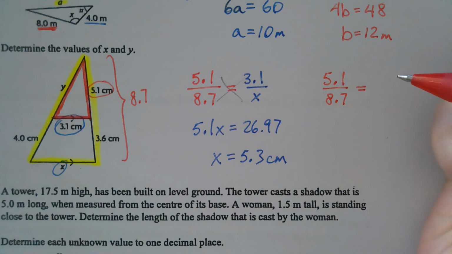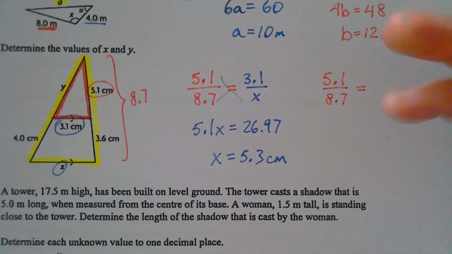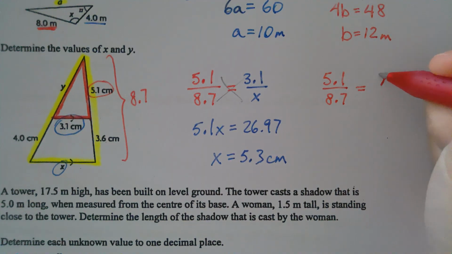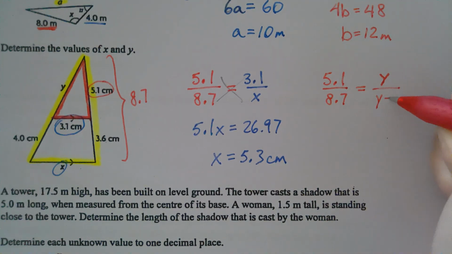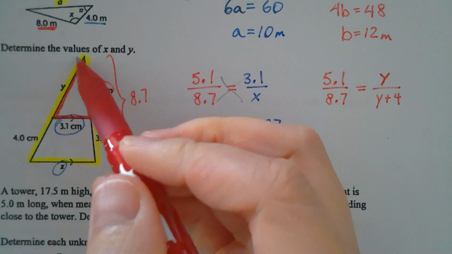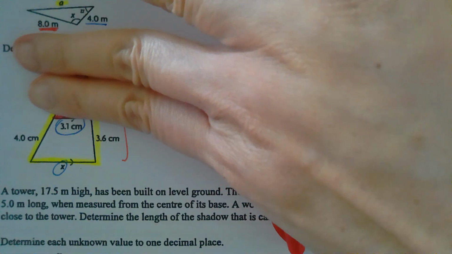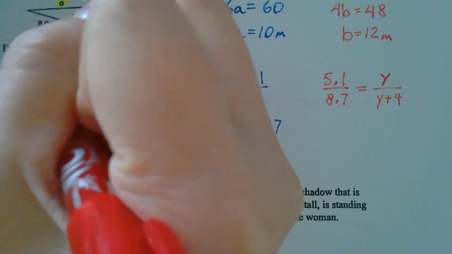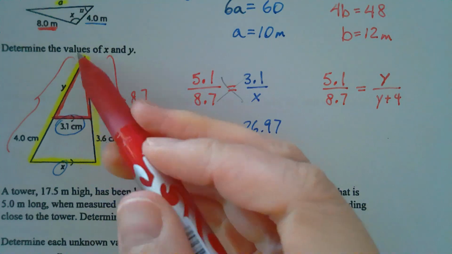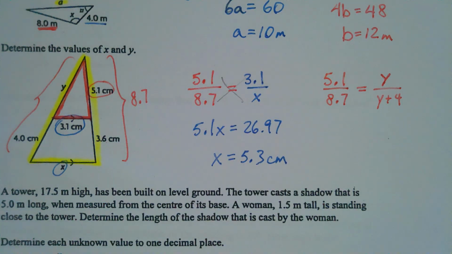So which side would I compare the y with? I would put the y over y plus 4. Alright, again, because this is not a triangle. Just like right here. This whole length is the length of the big triangle.